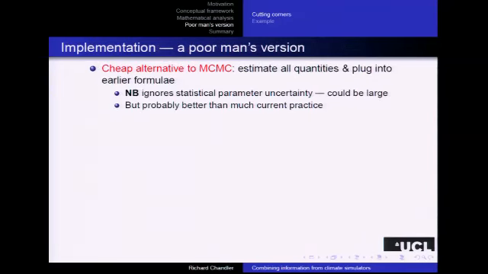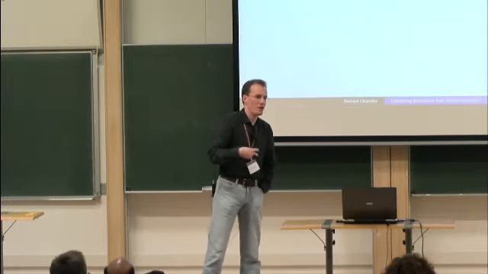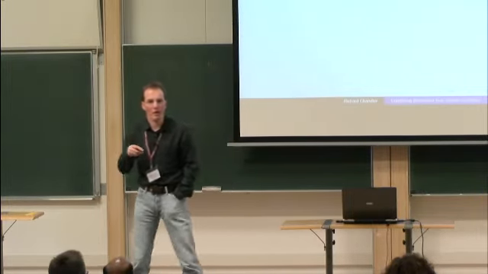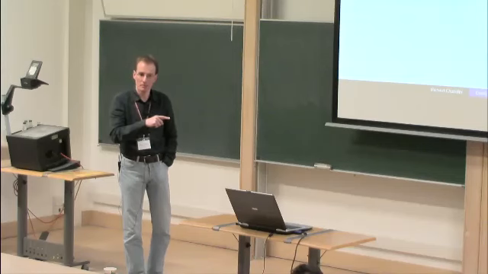Now, I'm rushing through this, but I'd like to finish with a poor man's version of the whole thing. Because as I said before, to do this properly requires MCMC, and it takes a long time, and people might not feel comfortable with that. I'm going to cut some corners, because having got my expressions for the posterior, I can estimate all those quantities and plug them in. What I get will ignore the statistical parameter uncertainty, but I would argue that it's much, much better than what is commonly done at the moment.